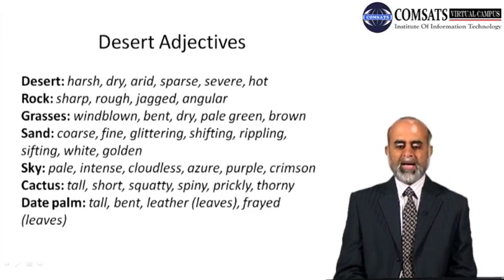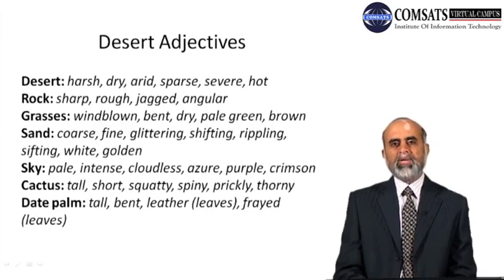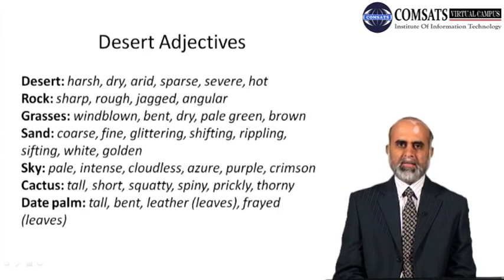Cactus, you know, is a kind of plant. It could be tall, it could be short, it could be squatty, spiny, prickly, or thorny. Sorry, the fourth word is spiny here. It looks like a spine. Okay, another tree which is common in the desert is the date palm, a date tree. Usually it is very tall, it could be bent, it could have leathery leaves, and it could have frayed leaves. These are two different kinds of leaves.